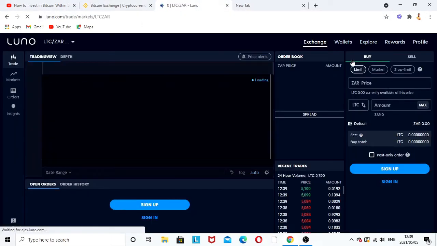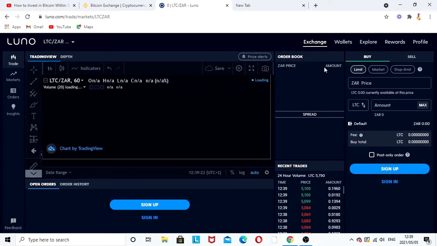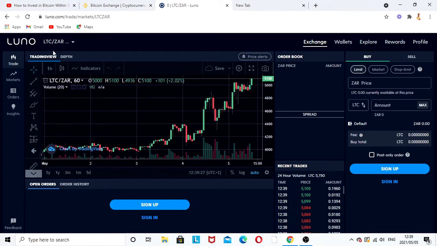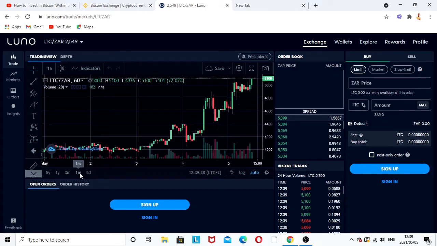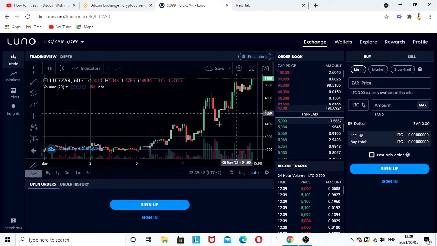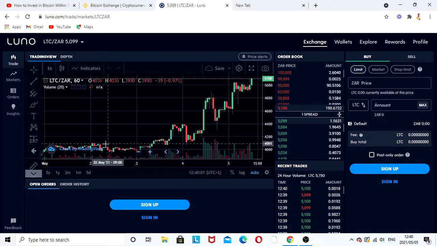Okay, so this is Luno. When you get inside, all you have to do is come inside. So this is Litecoin. This is just a daily chart right now, so you can see how much this has gone up. If you had put in your 4,000 somewhere right in here, it would have been 5,000 now, a gain of 1,000 rand. Just imagine that. This is one of the best things you can do. I am going to show you how you can buy Litecoin right now.